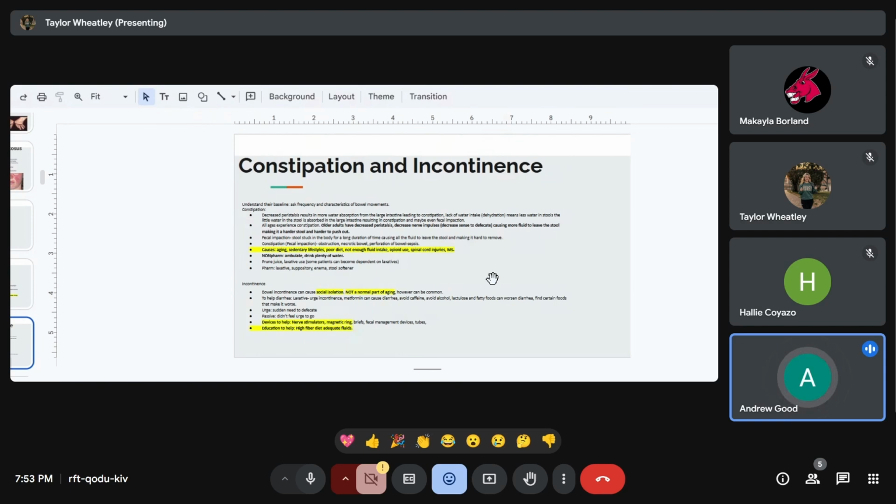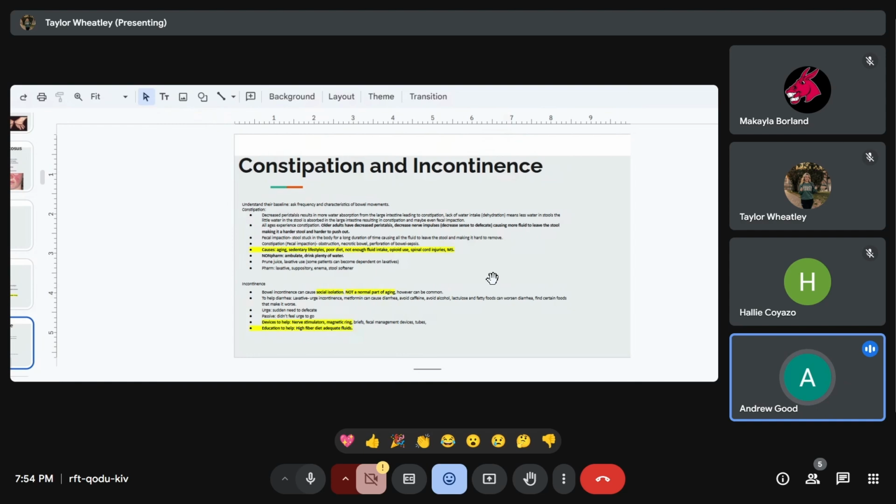Incontinence, we talked about this in the Kahoot, but it can cause social isolation. It's not a normal part of aging. Contrary to what we talked about with constipation, laxatives can be used with incontinence. If there's urge incontinence, which is the sudden need to defecate, laxatives could help because you initiate those defecations on your own with the administration of a laxative. Metformin does cause diarrhea. Avoid caffeine, alcohol, lactulose, fatty foods, and any certain food that makes incontinence worse.